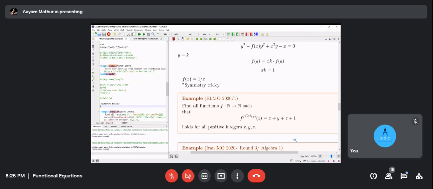Here the power means f is being repeated that many times, or f of z to the power is that? Okay, I get what you're trying to say. I'll just explain it.